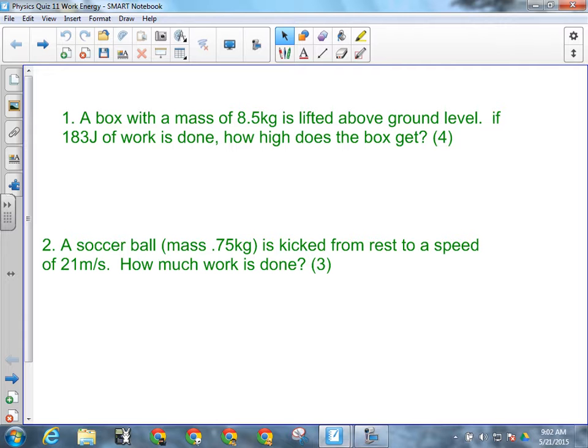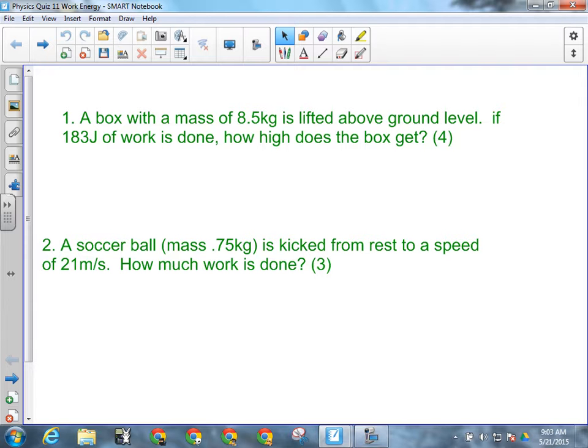All right. What about number 2? I got a soccer ball, mass 0.75 kilograms, kicked from rest to a speed of 21 meters per second. Kinetic energy is changing there, and this time they're asking us to calculate how much work is done. So again, do we need the force times distance at all here? No. Again, this is as easy as a kinetic energy question for work energy theorem could possibly get, because you did not have to use force times distance in either one of these.